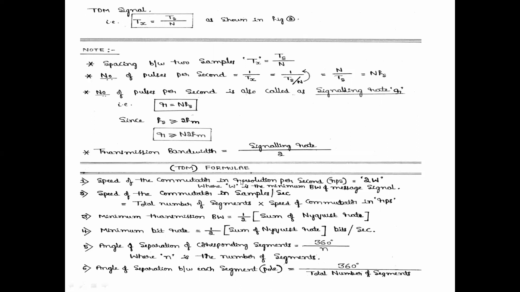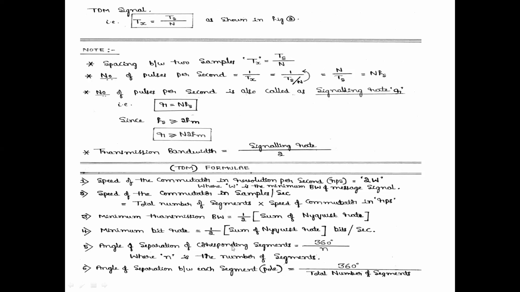Here, the speed of the commutator in revolutions per second is equal to W, where W is the minimum bandwidth of the message signal. The speed needs to be synchronized with the sampling frequency. The speed of the commutator in samples per second is the total number of segments times the speed of the commutator in RPS. The minimum transmission bandwidth is equal to half of the sum of the Nyquist rates. Nyquist rate is different for different signals. That's why the sum of the Nyquist rates is included. Minimum bit rate is equal to half of the sum of the Nyquist rates, in bits per second.